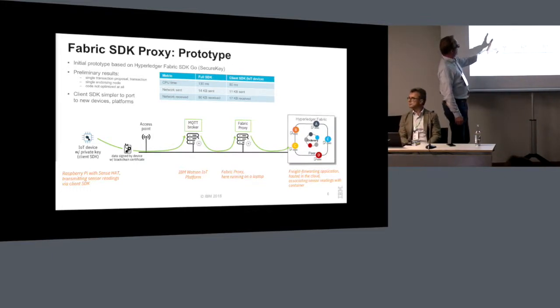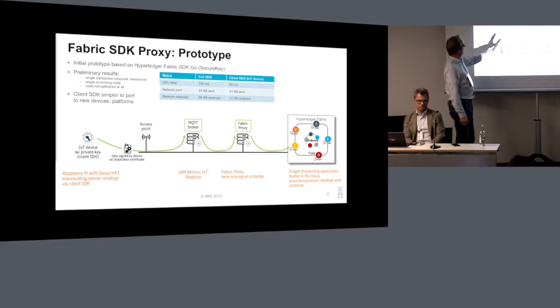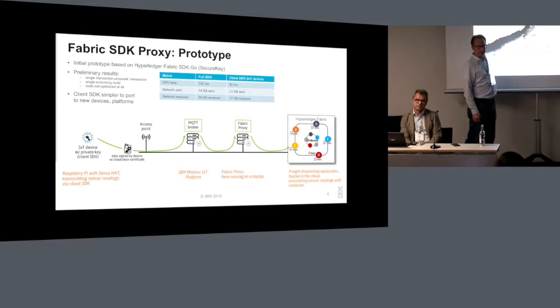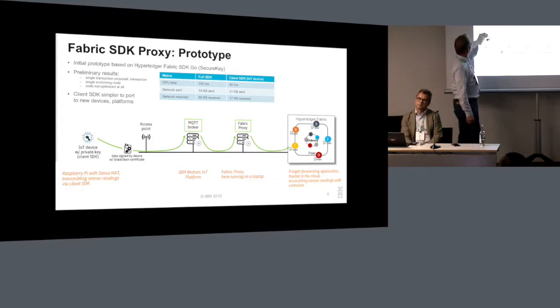I'll show some very preliminary results here in this table. In fact, I want to mention that the SDK we're using is the Hyperledger Fabric SDK Go that has the company secure key attached to it. And these results are rather preliminary. They concern only an individual transaction, a single endorsing node. So take them with quite a bit of salt, but here goes.